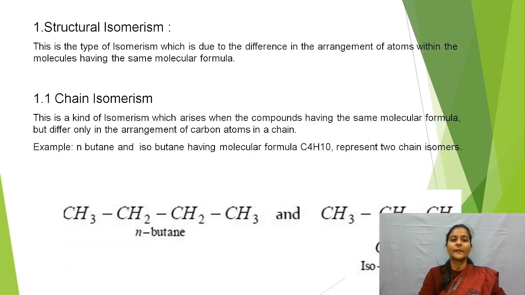Structural isomerism is that type of isomerism which is due to the difference in the arrangement of atoms, but the condition is that the compounds have the same molecular formula. The first type of structural isomerism is chain isomerism. As the name suggests, this isomerism has the same molecular formula, but there is a difference in the chain lengths. As you can see from the example, the first compound is N-butane.